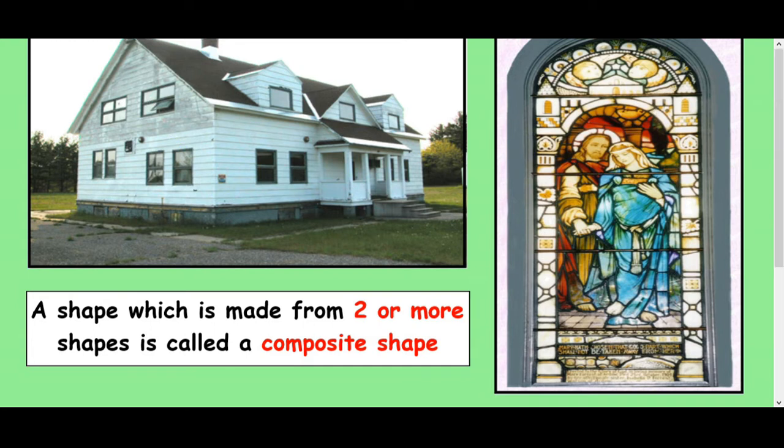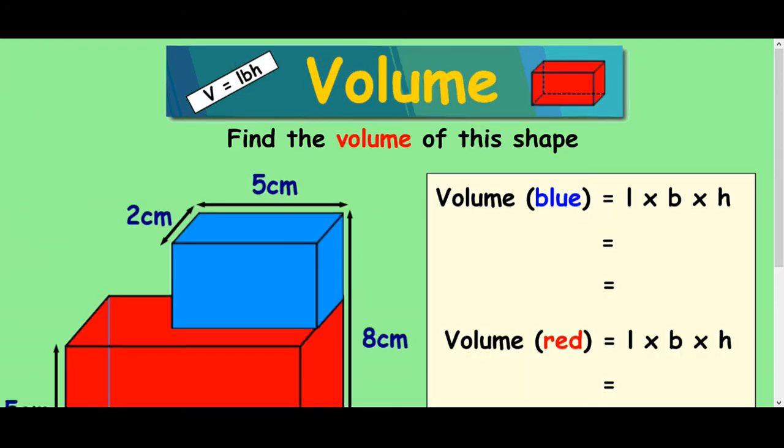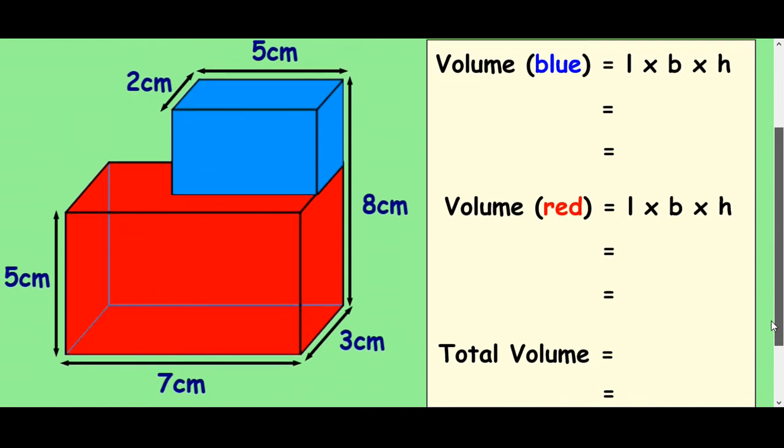Now, in order to work out the total area, what we did was we broke the shapes up into different parts that we did know the area for, and then added them all together. We're going to do exactly the same here with volume. So if you look at this shape here, it's made up of a blue cuboid and a red cuboid joined together, and our job is to work out the total volume of the shape.